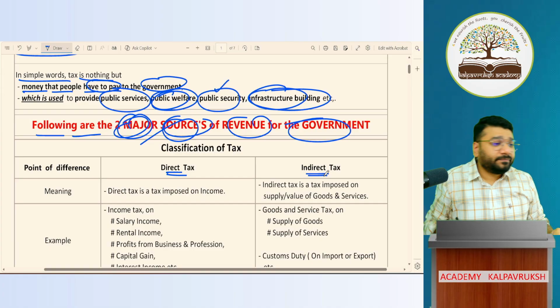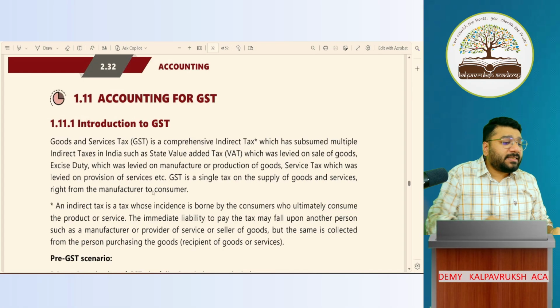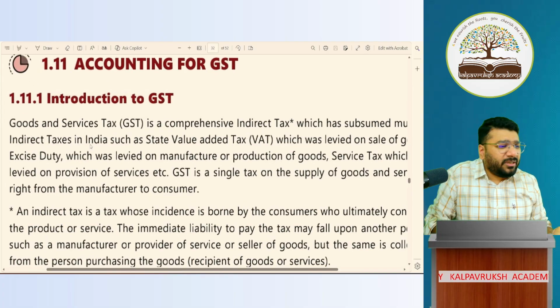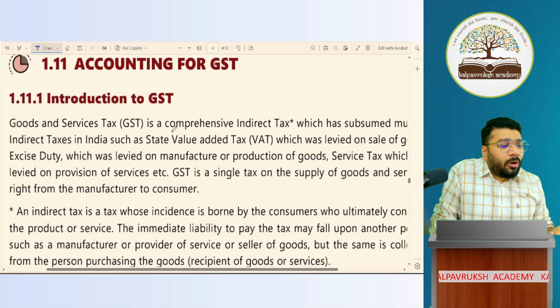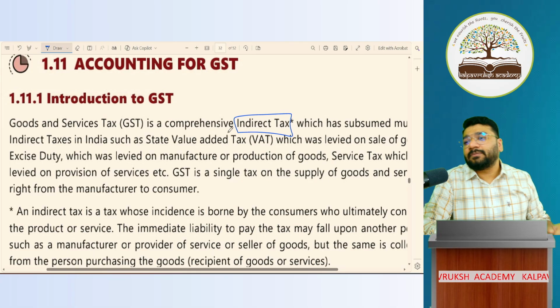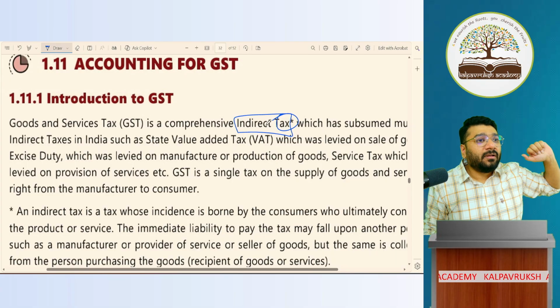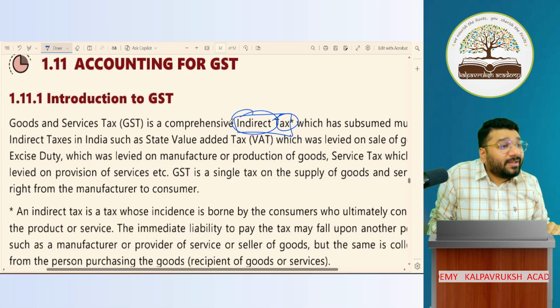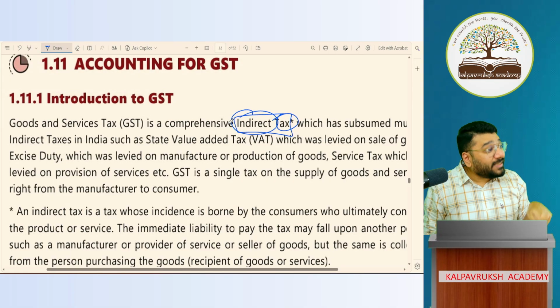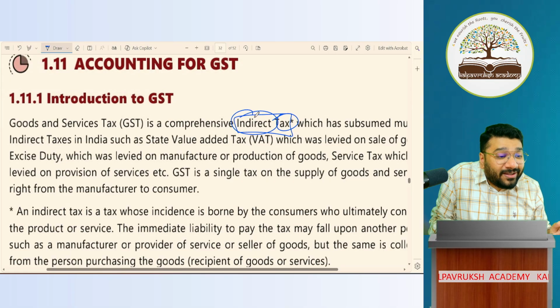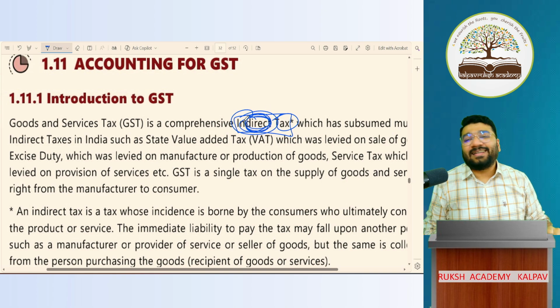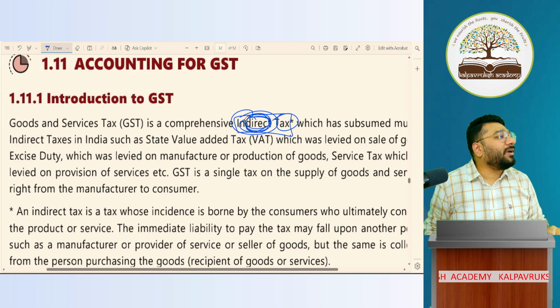If you come back to your CA study module, the first line they talk about is that GST is a comprehensive indirect tax. First of all, you need to know the meaning of tax, which I explained. Now you have to understand the meaning of indirect tax. Before you understand indirect tax, you should know the meaning of direct tax. Got it, not got it?